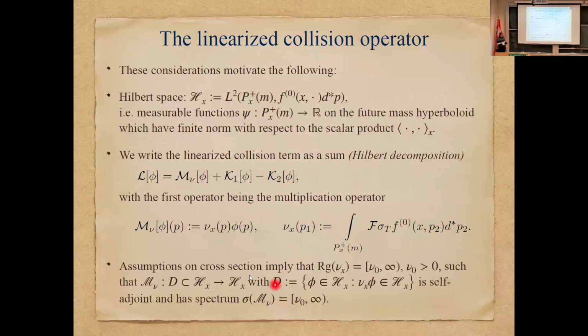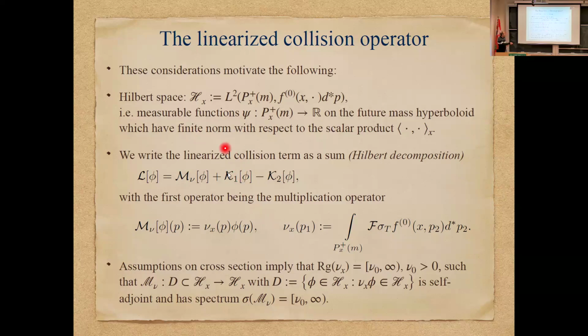Now, as the next exercise, you can check that the assumptions we put on nu imply that the image of nu has this form: there will be a minimum which is positive, and then it goes to infinity. So it will be given by this interval here. And then, by some standard arguments, because nu is real-valued, this makes this multiplicative operator into a self-adjoint operator, and the spectrum is given exactly by the image of this.